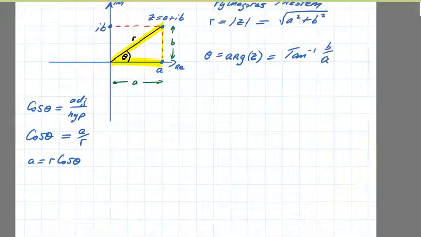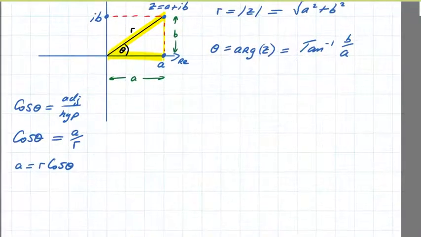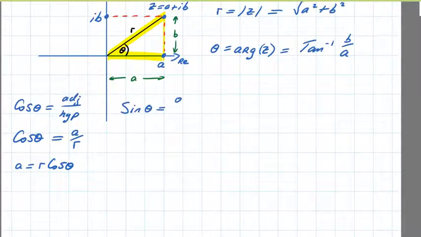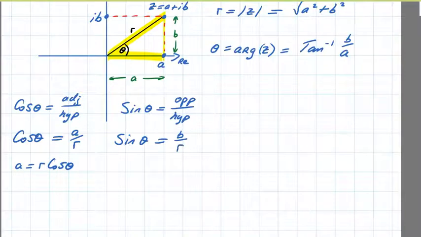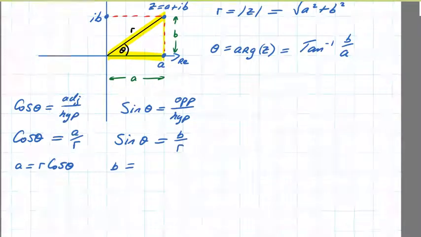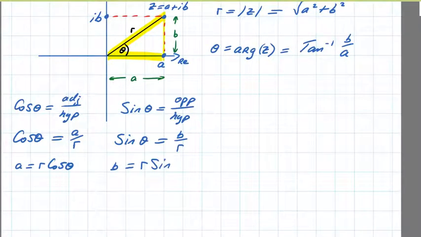So rearranging the formula now, a is equal to r cos theta. And we can do something similar for sine. So the sine of theta is equal to opposite over hypotenuse. So the sine of theta is equal to b over r. So b is equal to r sine theta, if you rearrange that formula.